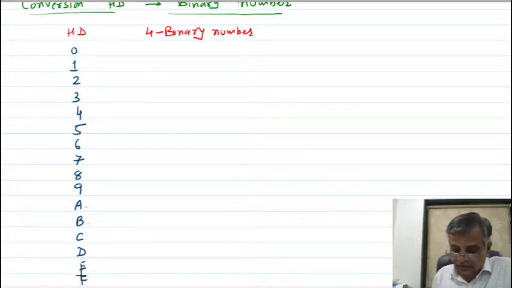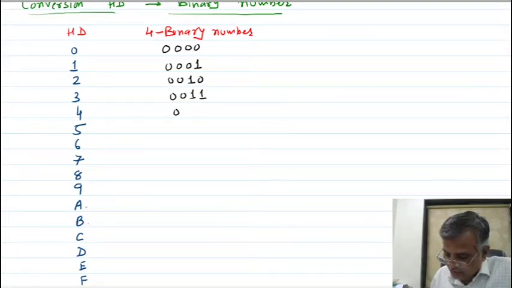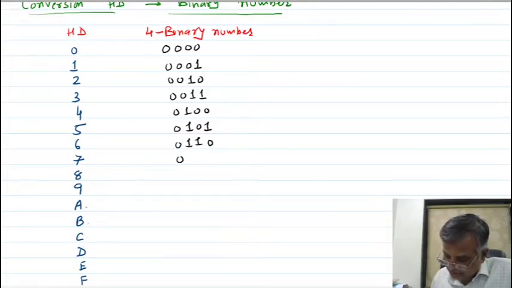Now let us write the corresponding binary numbers: 0000, 0001, 0010, 0011. This is 0100. This is 0101. It is better you should remember 0110. 7 is 0111. 8 is 1000. 9 is 1001.